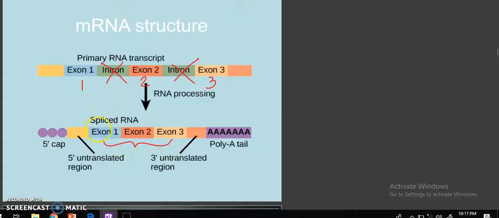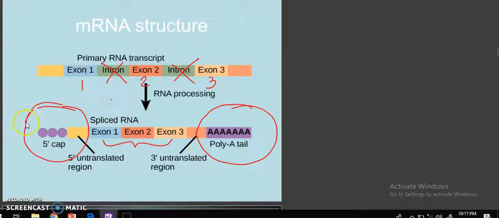The RNA is going to add now, or seal, both ends of this strand. So the head, or the 5' end, will be sealed with the 5' cap, and the 3' end will be sealed with the polyadenyl tail, or the AAAA. It's also known as the polyadenyl tail, and they are considered as one of the untranslated regions.